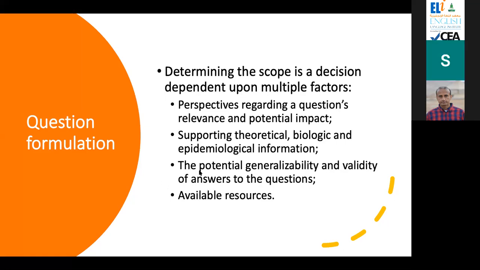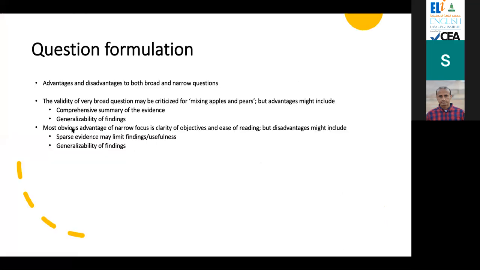So we see the potential to what extent we can generalize, and the validity of that particular question is also important. And then obviously available resources, like to what extent we have access to the resources. Our resources can be research journals and books. What about the reports published by the various regulatory bodies? Do we have access to those reports? That also will affect what we are going to do.